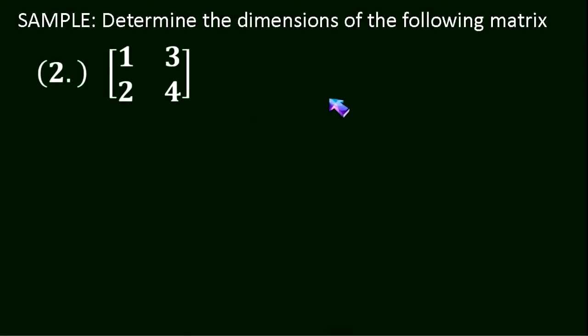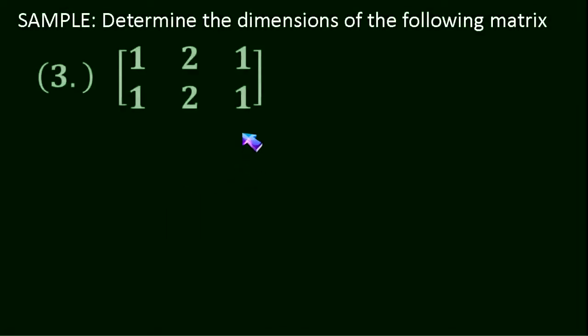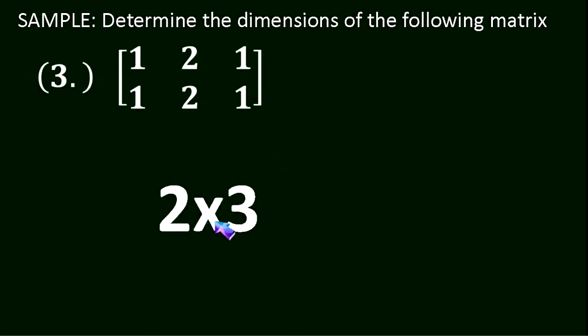So, let's have a second example. Determine the dimension again. 1, 2 rows, 2 columns. So, the dimension of the matrix is 2 by 2. Our third example, dimension again. We have 2 rows and 1, 2, 3 columns. So, that is a 2 by 3 matrix.